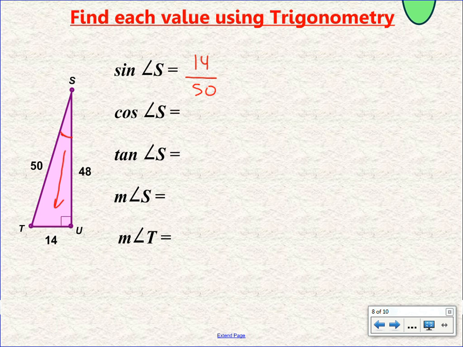Now all I'm looking for, sine of angle S, is a ratio. That is my ratio. Good to put it in the simplest form, so I do want to reduce it. I can divide 2 out of both to give me 7 over 25. You can certainly convert it to decimal if you'd like to, but simplest form fraction is probably one of the best ways to leave it for now. Okay? Now, what I'd like you to do, try to find the rest on your own. Let's try to find the cosine, tangent, and if you know how to find the angles, like we just did a minute ago, try to find those. So pause it, go ahead and try to find those.